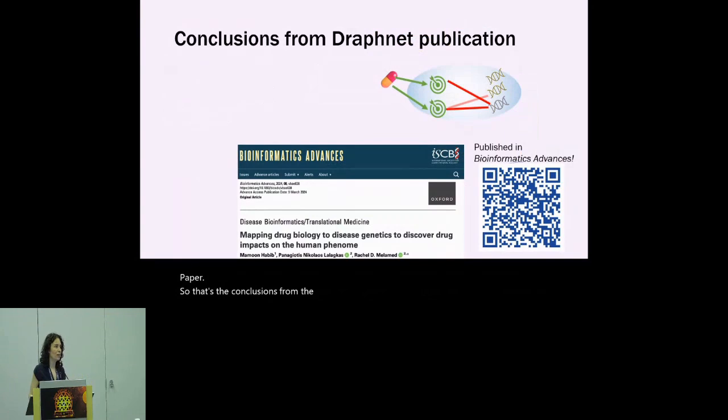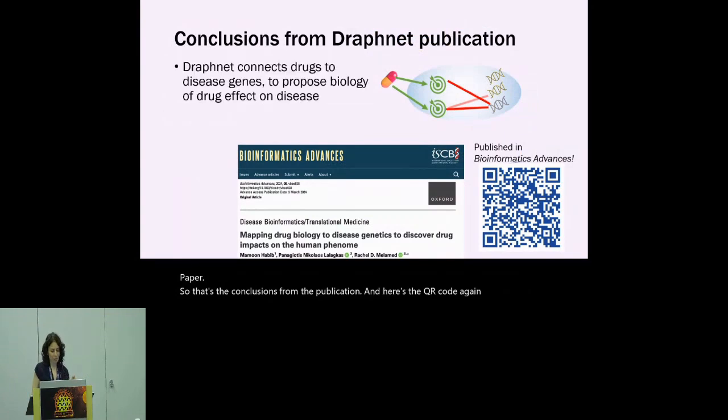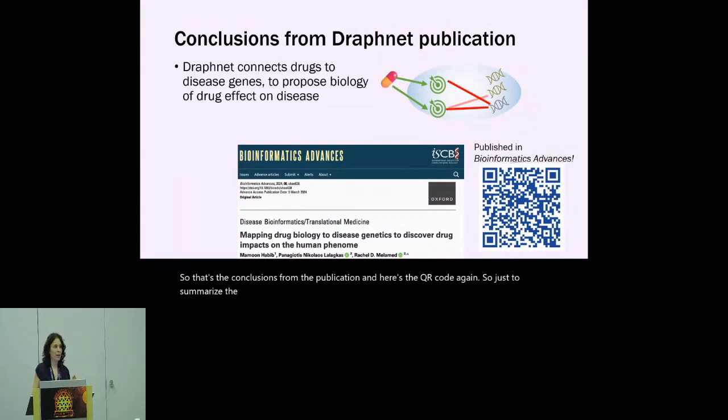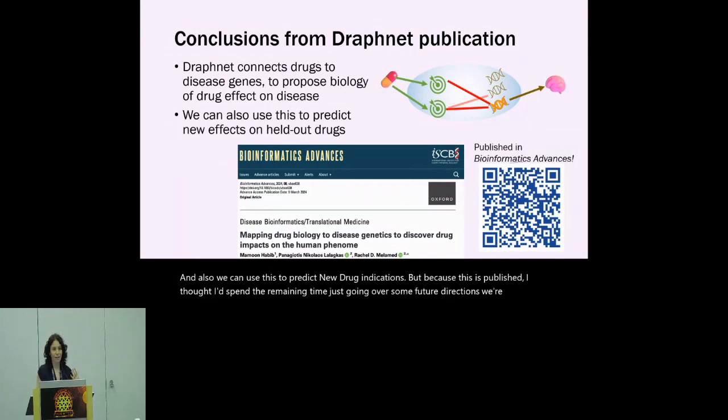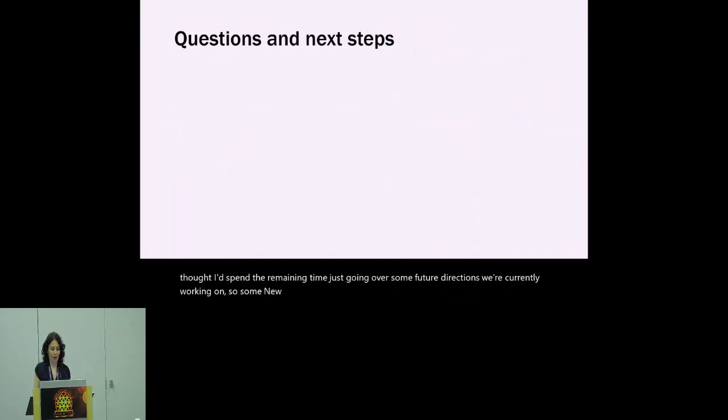And here's the QR code again. So just to summarize the publication, Drugnet connects drugs to disease genes to propose the biology of drug effects on disease. And also we can use this to predict new drug indications. But because this is published, I thought I'd spend the remaining time going over some future directions we're currently working on. So some new stuff.